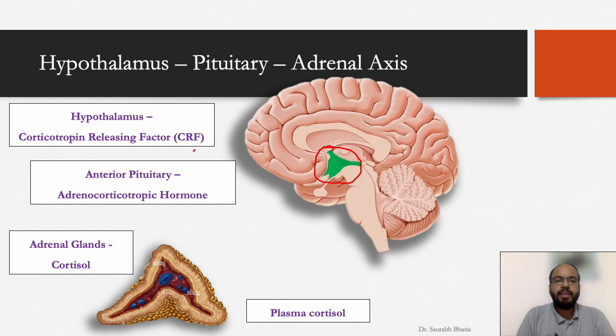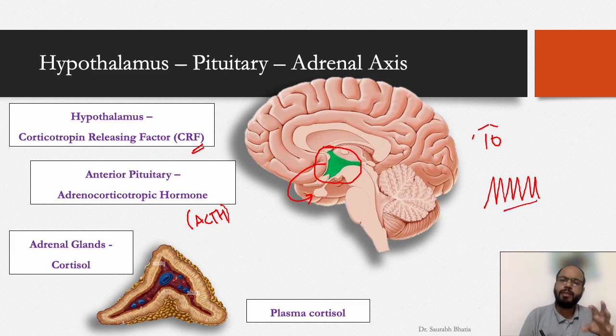This hypothalamus is going to release a chemical known as corticotropin releasing factor. What this CRF will do is act on the anterior pituitary, and the anterior pituitary is going to secrete a chemical known as adrenocorticotropic hormone, ACTH. Remember, it is tropic hormone, not trophic hormone. Roughly 10 bursts of ACTH are secreted in a day by the pituitary, in a pulsatile manner, and the majority of these pulses occur during sleep.